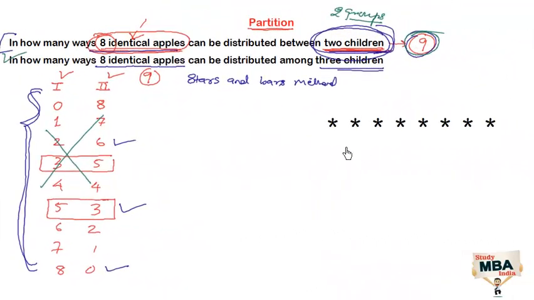Again here I have listed all the 8 identical apples, and since we have to distribute these among 3 children now, we have to make 3 groups.